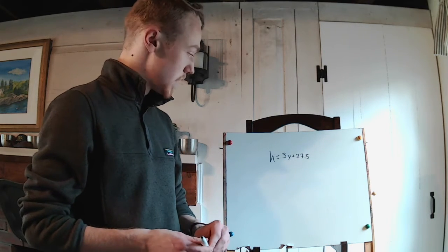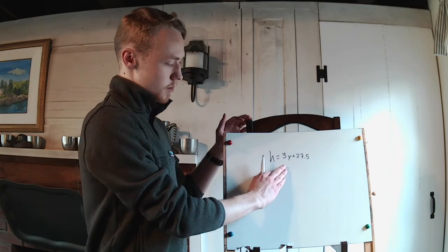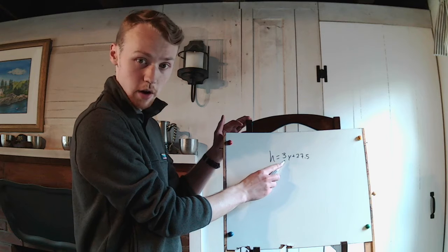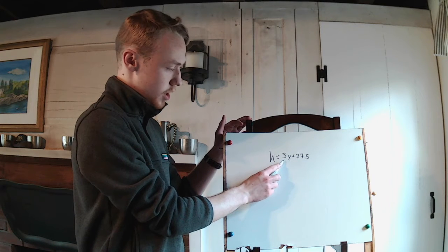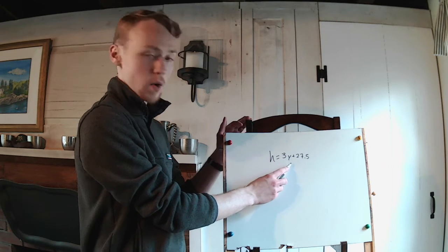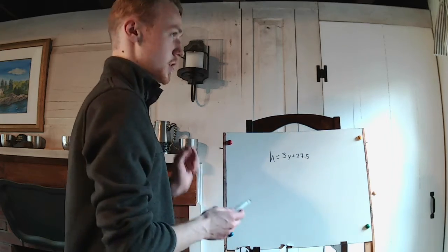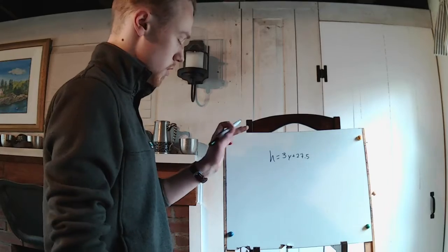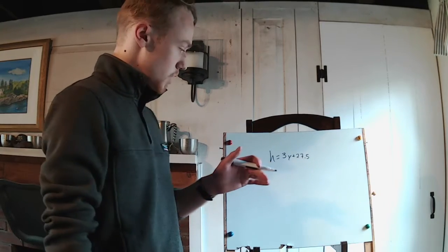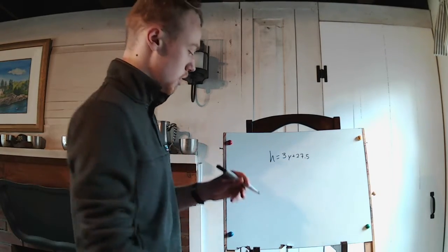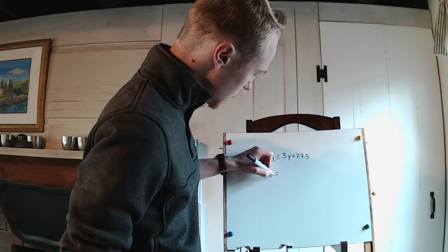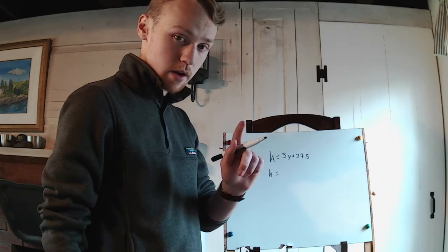A coefficient is just a number that comes in front of a variable. So in this case, 3 is our constant or our coefficient, and y is our variable. So that's just math terminology, but that's all that it was really referring to. So we can test this out. If we say maybe at year 1, how tall is the baby? Okay. So if we say h equals, and we plug in 1 for y now.